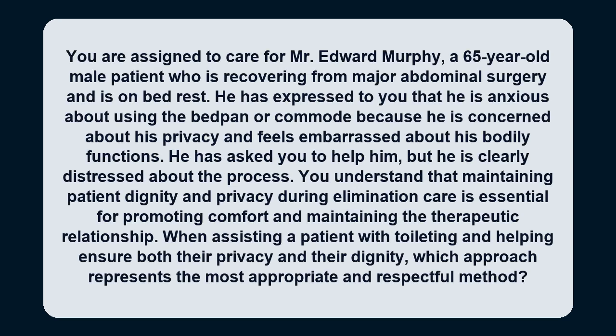You are assigned to care for Mr. Edward Murphy, a 65-year-old male patient who is recovering from major abdominal surgery and is on bed rest. He has expressed to you that he is anxious about using the bedpan or commode because he is concerned about his privacy and feels embarrassed about his bodily functions. He has asked you to help him, but he is clearly distressed about the process.